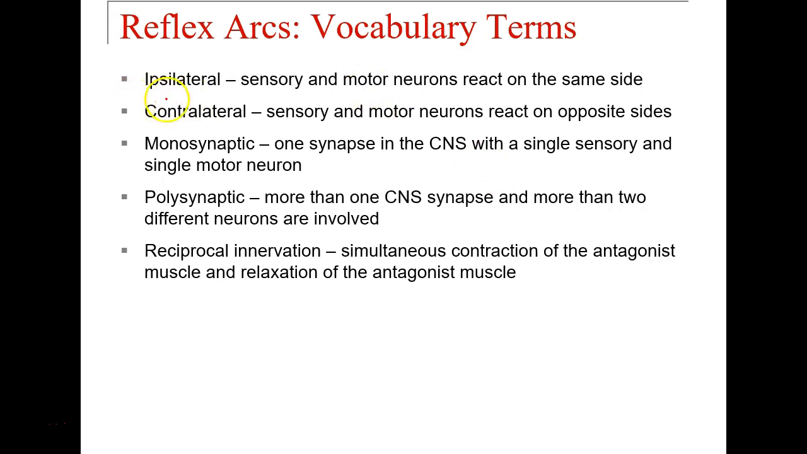Okay, some vocabulary terms. We see ipsilateral means same side. Contralateral, we will have connections to the opposite side. Monosynaptic, one synapse in the CNS. Polysynaptic, multiple synapses within the CNS. And reciprocal innervation, simultaneous contraction of an agonist and then relaxation of the antagonistic muscle. I do apologize, I said antagonist earlier, and that should be agonist.